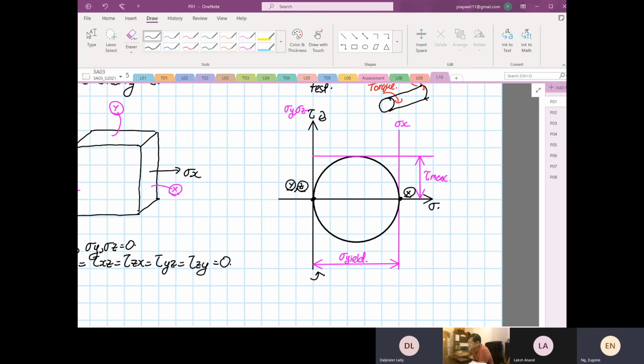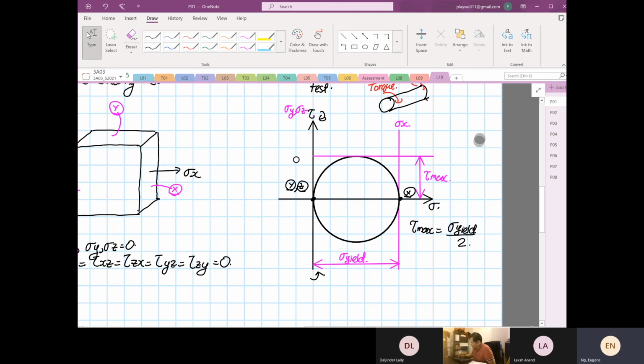Well, we know it's a radius, but we already knew that. Yeah, so well done. So we know that tau max is equal to half of the sigma U.